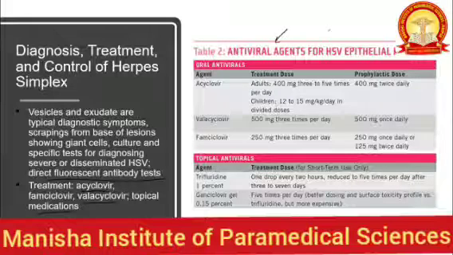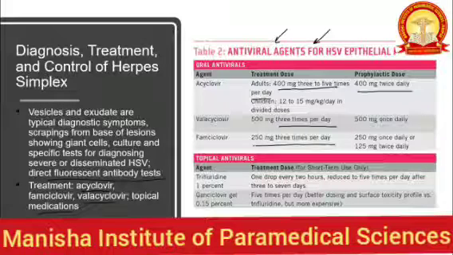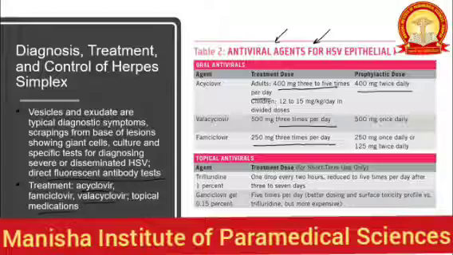The dosage of antiviral treatment is also provided in this picture. Acyclovir for adults: 400 milligrams 3 to 5 times per day, and a prophylactic dose of 400 milligrams twice daily. Valacyclovir 500 milligrams 3 times per day. Famciclovir 250 milligrams 3 times per day. The prophylactic dose is always a reduced form or almost a similar form.